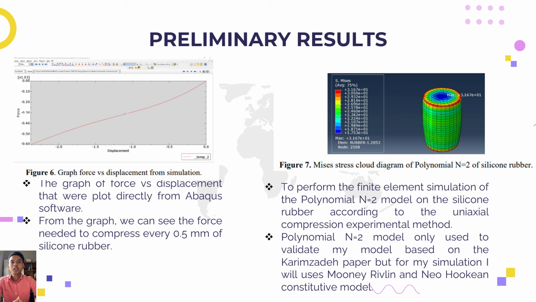Preliminary result. Figure 6 shows the graph of force versus displacement that was plotted directly from Abaqus software. From the graph, we can see the force needed to compress every 0.5 mm of silicone rubber. Figure 7 shows the finite element analysis software Abaqus used to perform the finite element simulation of the polynomial N2 model on the silicone rubber according to the uniaxial compression experimental method. This polynomial N2 model is only used to validate my model based on the Karimzadeh paper, but for my simulation, I will use Mooney-Rivlin and Neo-Hookean constitutive models because the coefficient values of Mooney-Rivlin and Neo-Hookean we got from the previous study about Arenga pinnata are put inside the material property in the simulation.